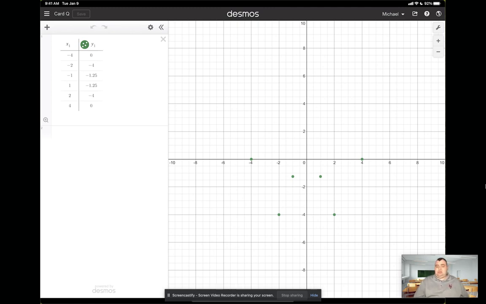Again, if it's symmetric about the y-axis, it's an even function. If it has 180-degree rotational symmetry about the origin, so if you turn it upside down and it looks exactly the same, we consider it an odd function. And if it has neither of the two, then it's neither even nor odd. So that is it for this lesson.